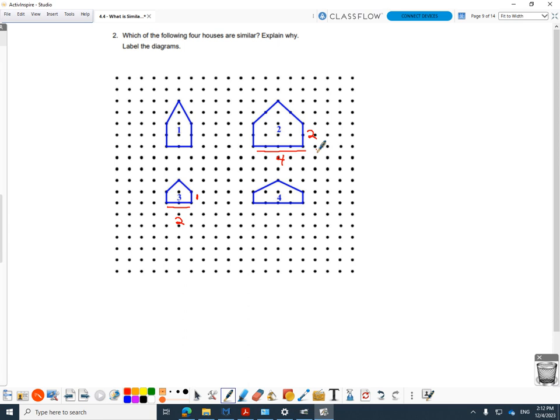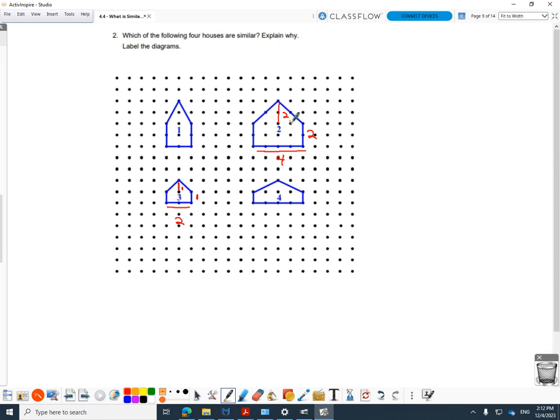Does anyone know what this peak is called on houses? Roof. The roof. The height on that one is 1. The height on that one is 2. So it is doubled. All proportional. And getting a little deeper knowledge of the word proportional. Proportional means you've doubled things, or you've tripled them, or you've quadrupled them, but you'd use the same multiplier all the way through. Does that help a little bit on proportional?